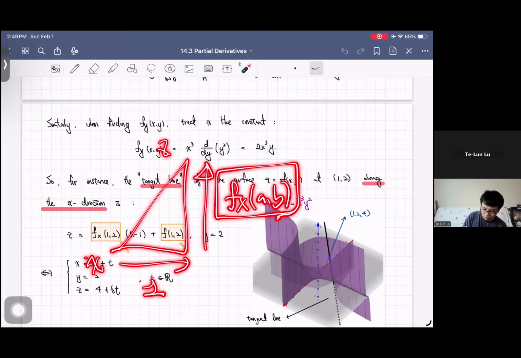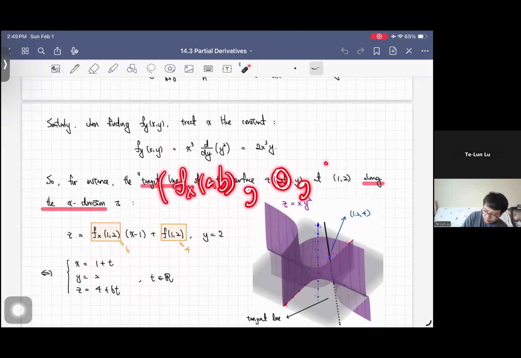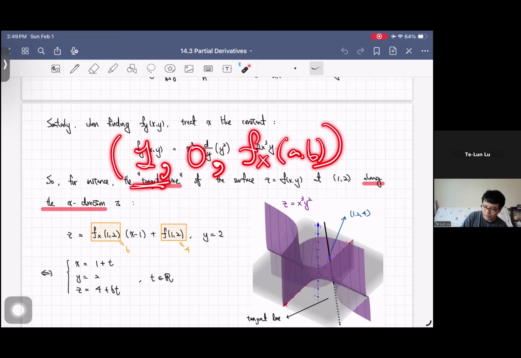So that makes the slope to be f_x(a, b). So the actual vector of the direction is in fact simply f_x(a, b), 0 in the y coordinate and 1 in the z coordinate, actually. Right? So you can compute those. Oh, sorry, I'm writing this incorrectly. It should be 1 in the x coordinate and 0 in the y coordinate and f_x(a, b) in the z coordinate. Because whenever x goes 1 unit, then z goes upward or downward by f_x(a, b) units.